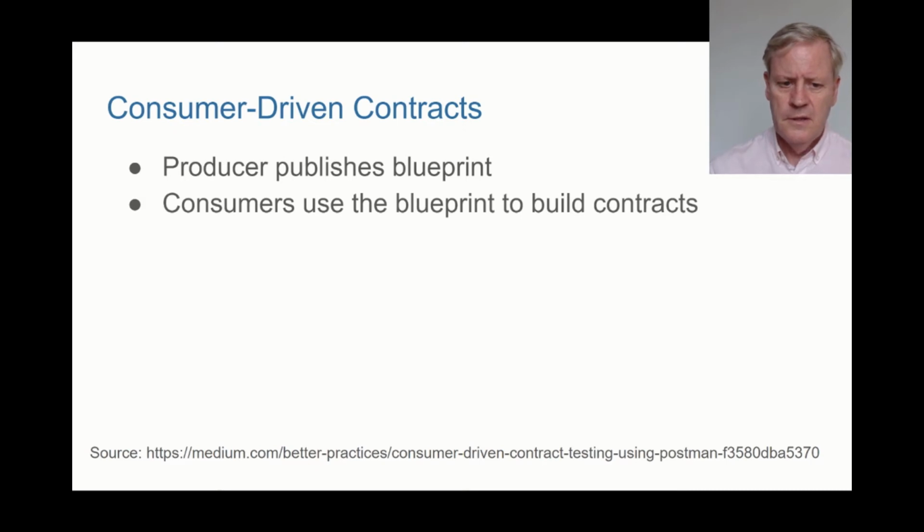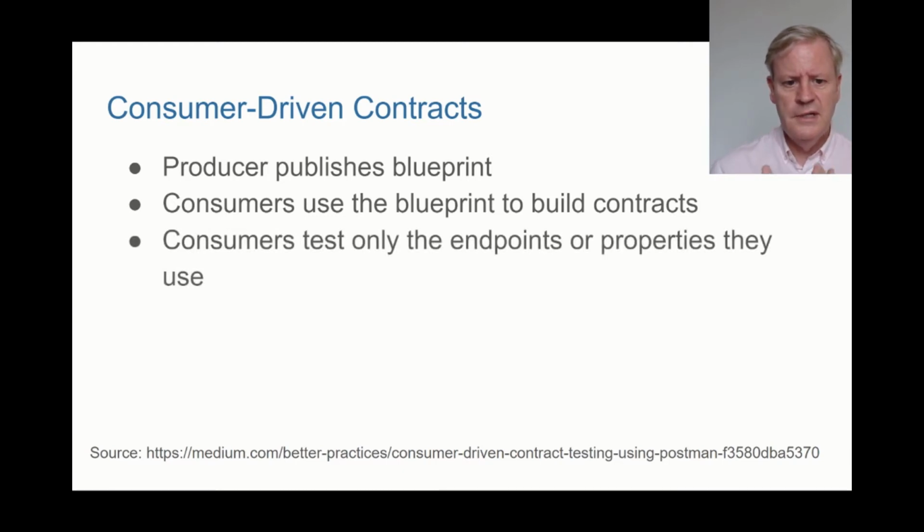So as long as you've defined this contract, then the client development team, the requester that's going to request the API, can go and develop their own code even before there is a back end to support it, because it's going to work to this contract. So the sequence of going through this is the producer will publish a blueprint for what the API is going to do. Ideally you would agree that with the consumers of the API, and the consumers use the blueprint to build their contract, and they test only the endpoints or properties that they're going to use.